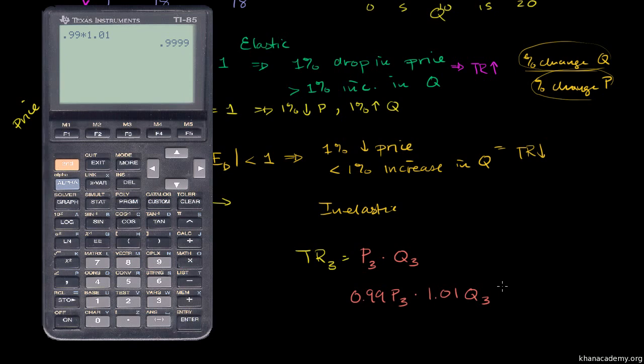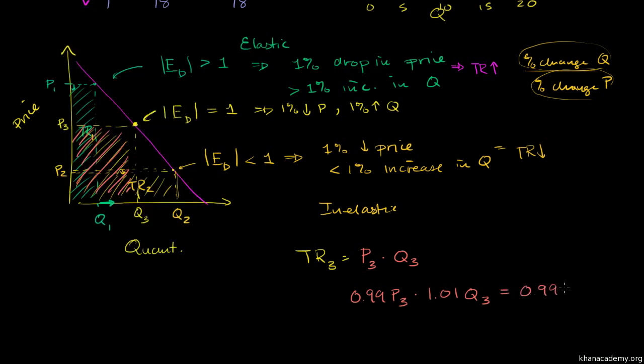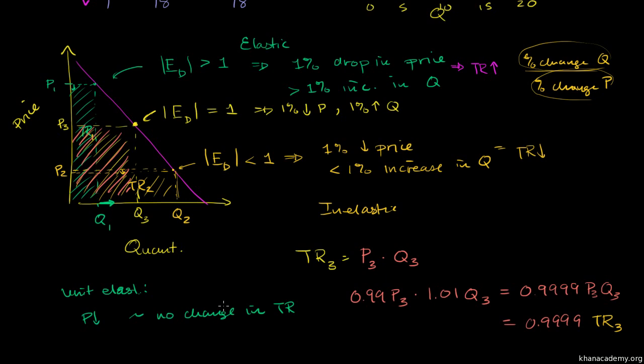So this is going to be equal to 0.9999 times P3 Q3, which is equal to 0.9999 times total revenue 3. But it is roughly unchanged. So that's kind of the general rule of thumb. So when you are at unit elasticity, then a decrease in price says approximately no change in total revenue. So I just wanted to make sure that it makes sense. It really just comes from these areas.